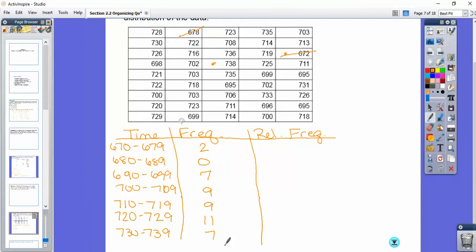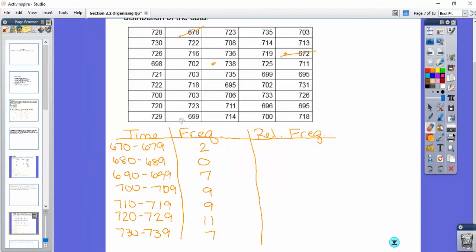So I kind of cheated there and just gave it to you, but on your own you would have to sort them out and figure out which group they went in. It would probably be easiest on a problem like this with a lot of data to make tally marks. You know, go through 728 is here, 730 is here, 726, and count them that way.